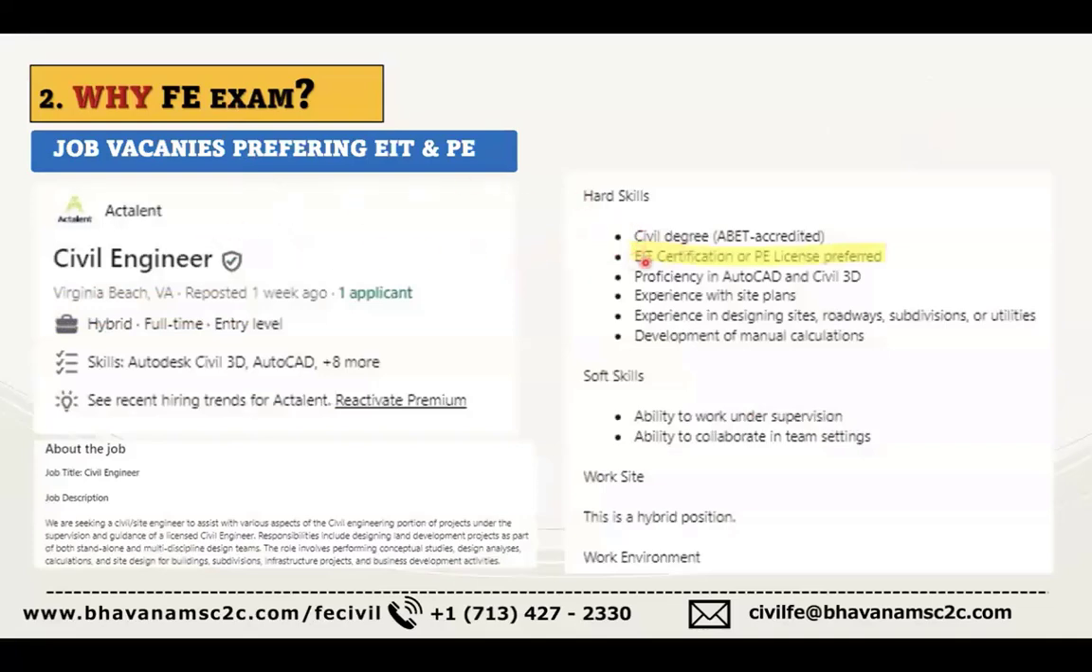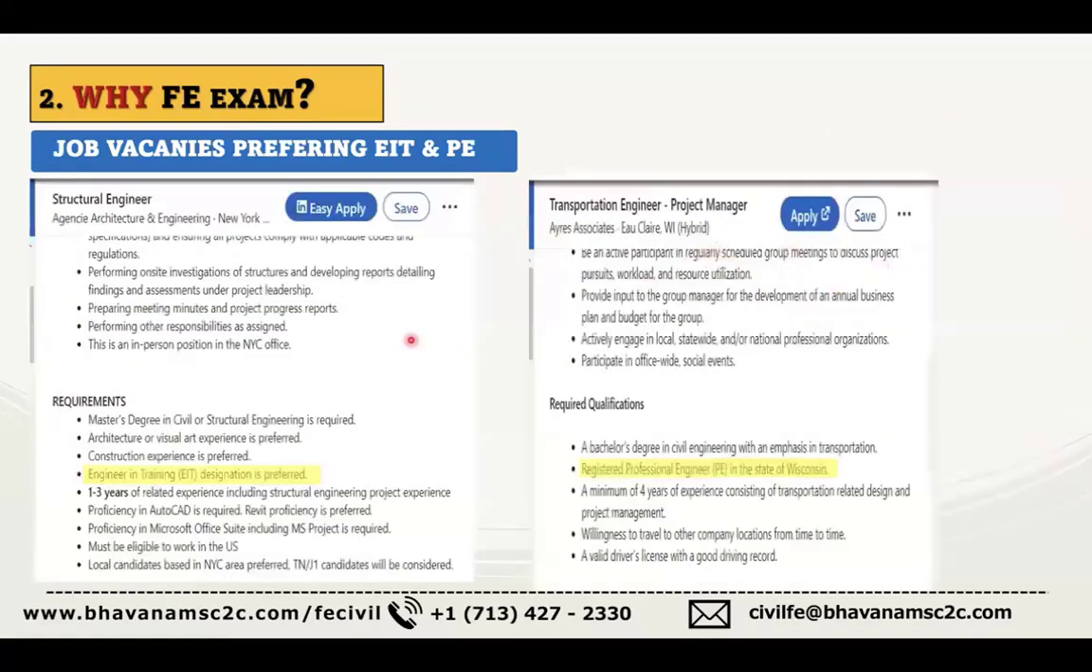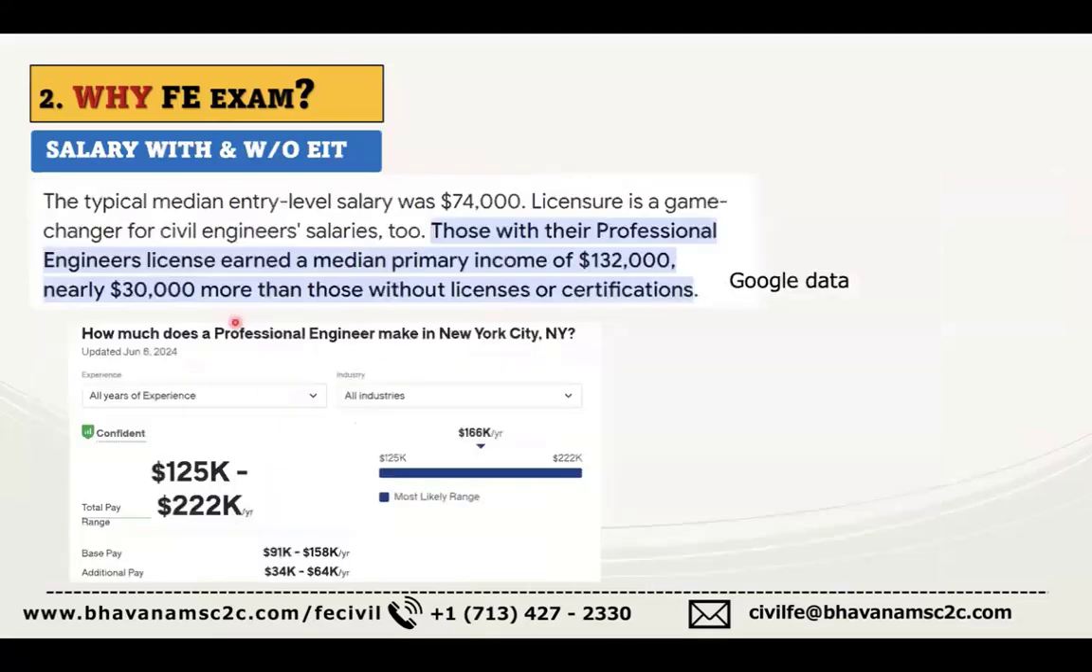You can easily see what skills they are preferring. The EIT certification or PE license is preferred. One more advertisement you can see here. EIT designation is preferred. Here you can see the registered professional engineer, PE, is preferred. So you can see plenty of ads where the recruiter is showing the importance of EIT certification. And here, does someone want to say anything?